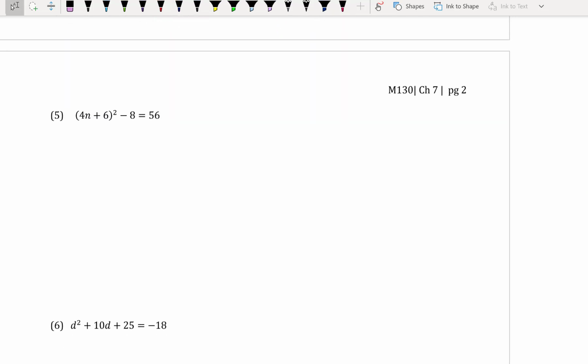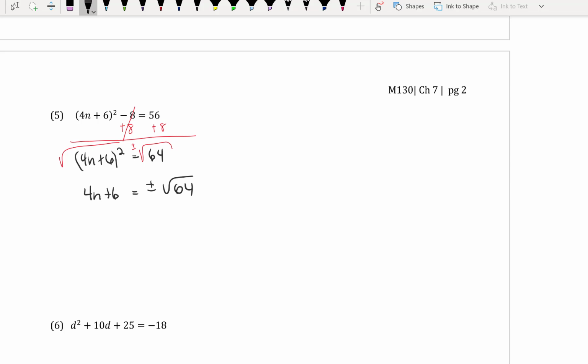For number 5, what might seem a little bit different is that now we have a binomial term which is being squared, but it's the same process. We still want to isolate that squared term, so I'm going to add 8 to both sides, so that I have 4n plus 6 squared, and 56 plus 8 is equal to my 64. Now I'm going to square root both sides, so that 4n plus 6 is equal to plus or minus the square root of 64.